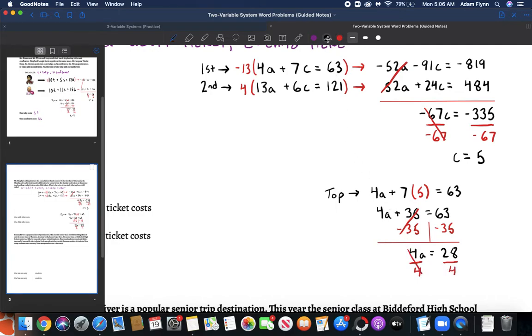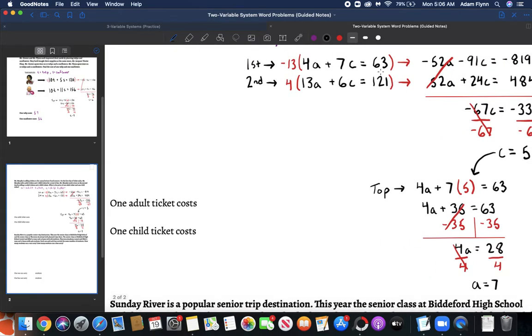So A is going to be 28 divided by 4. So A is going to be 7. Okay, so remember, I don't want you to leave your answers just like this. I'm just going to draw an arrow so we know where we put that 5. I don't want your answers as C equals 5 and A equals 7. I want your answers as an actual sentence, something that makes sense. You're defining both of them. So we know that one adult ticket is going to cost $7 and one child ticket is going to cost $5.